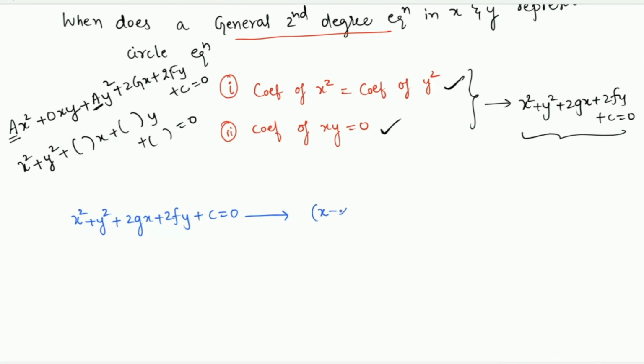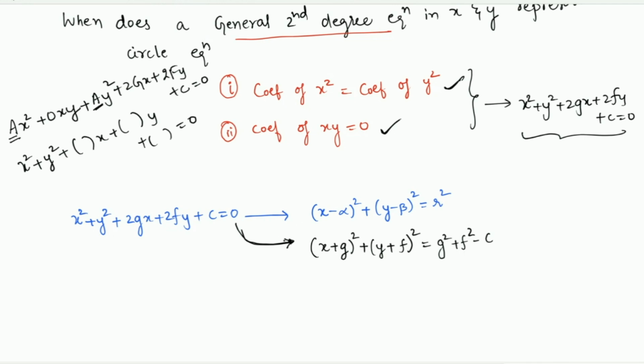Convert it into this form by completing the square. Then you will be easily able to know what is the center and radius. Okay, so I am directly completing the square. I hope you know it. This one, if you complete the square, you get something like this. Now tell me what is the center. Minus g comma minus f. Very good.